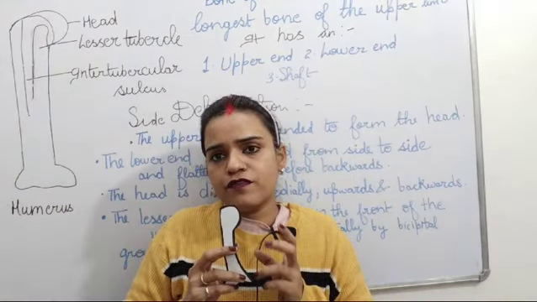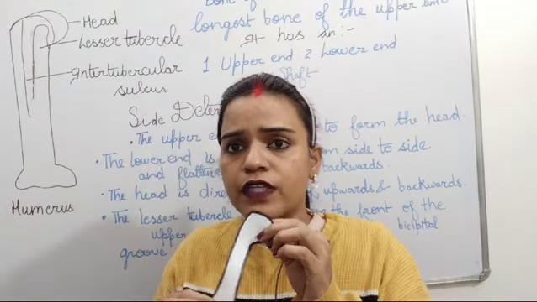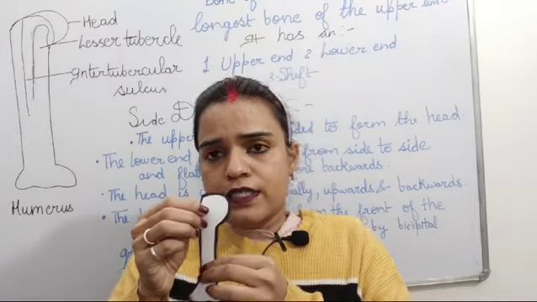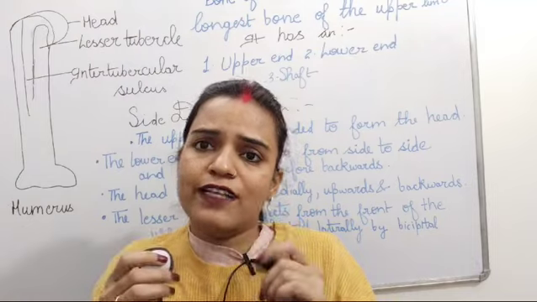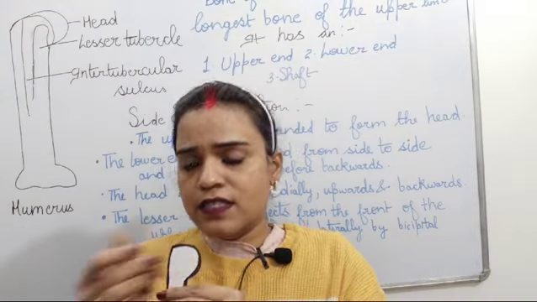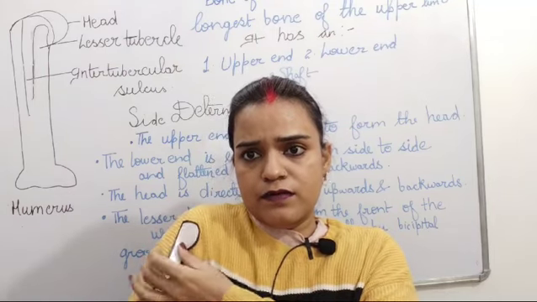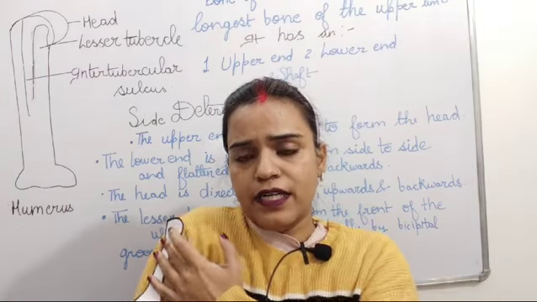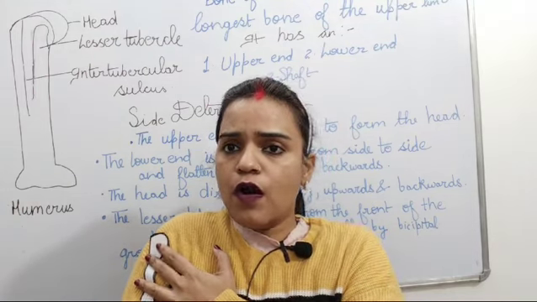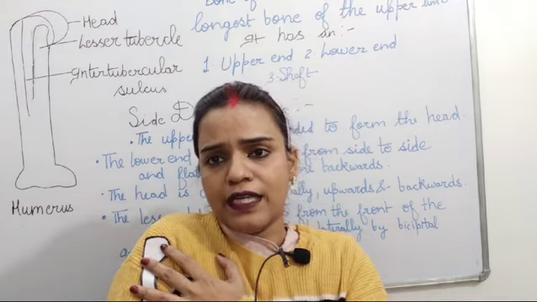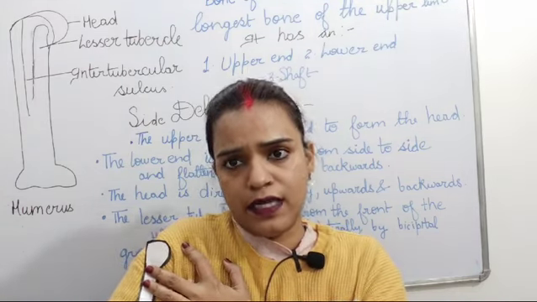Now the main point which we have to remember about the side determination is the direction of the head. See, this head will always lie towards the medial side. See, if it belongs to the right side, the head will be directed medially. Okay, so obviously this is belonging to the right side, if we put the head towards the medial side.